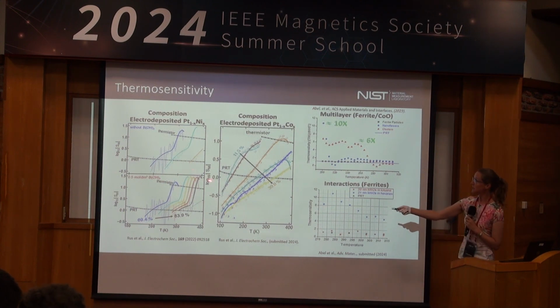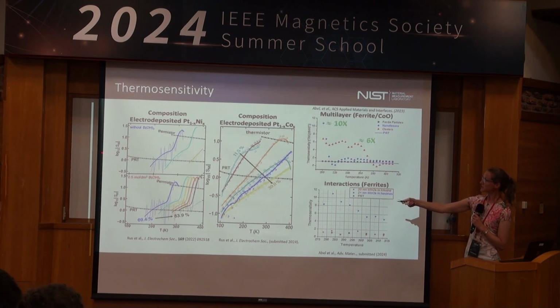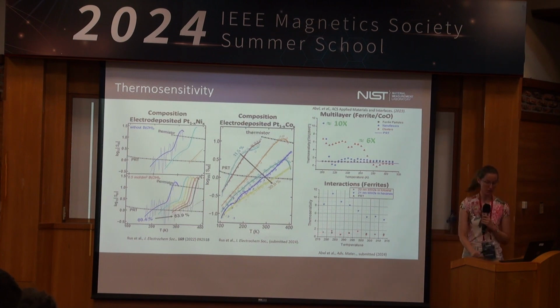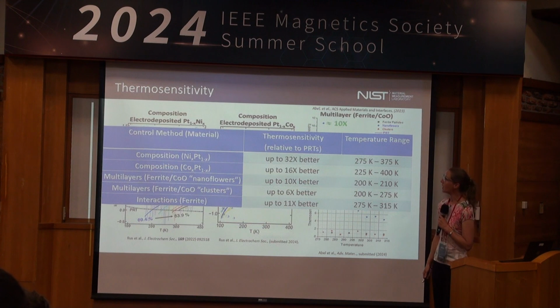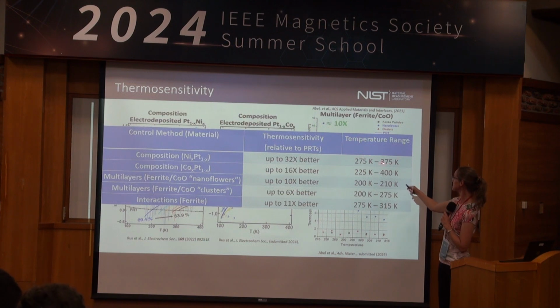So you can kind of see here, this is the thermosensitivity of our PRTs. This is where we're at, well above that. And you can see we're above the PRTs, and in pretty much every case our PRT is down here. To put this in very concrete numbers, the best one that we have is our nickel platinum, which is up to 32 times better than a PRT. And it has a pretty good temperature range.